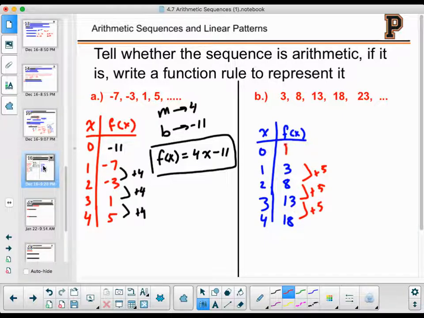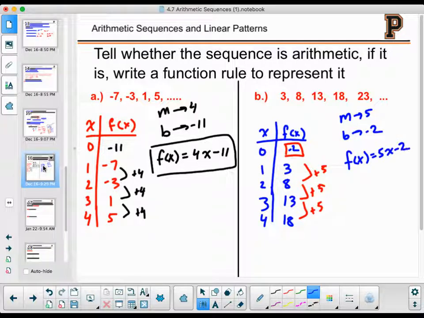My 0 term, or the value that would come right there, is going to be 5 less than 3, which would be -2. So I've got an m of 5 and a b value of -2. My rule then is f(x) = 5x - 2.